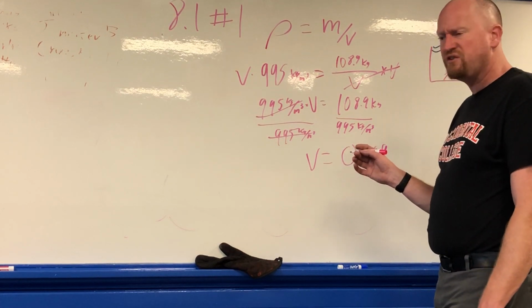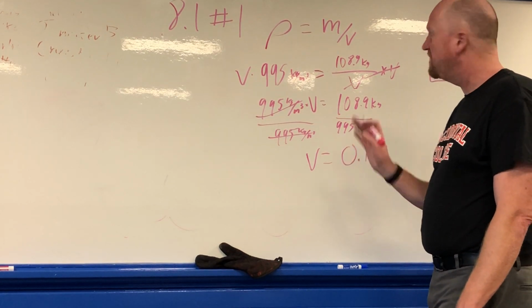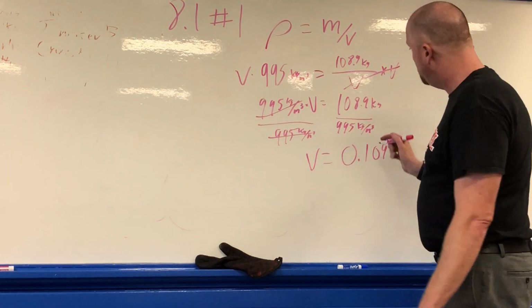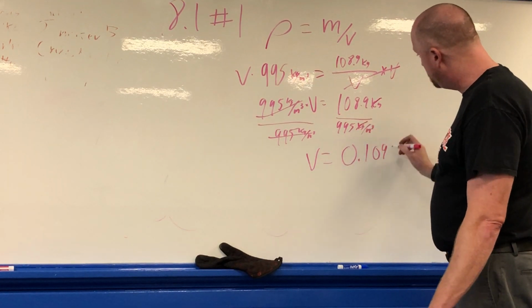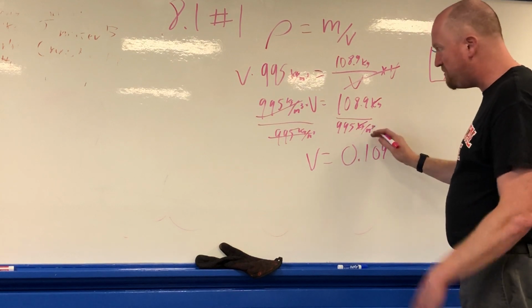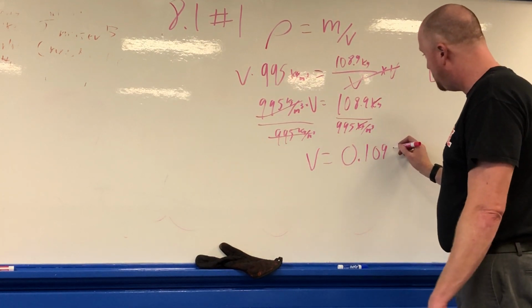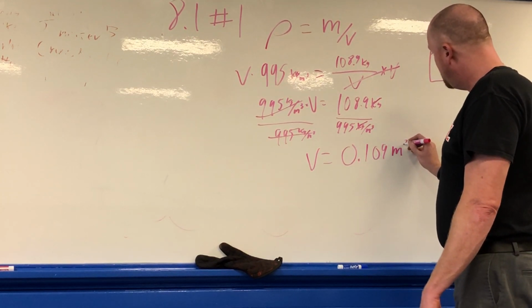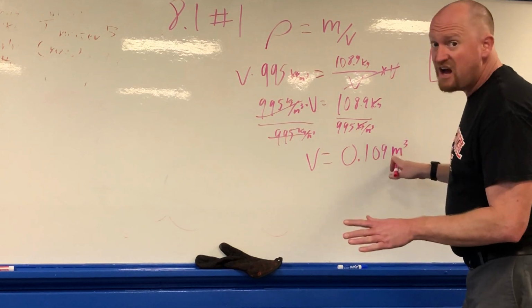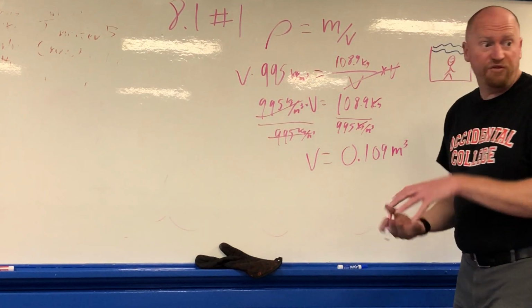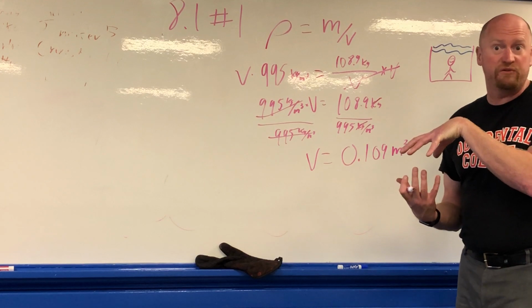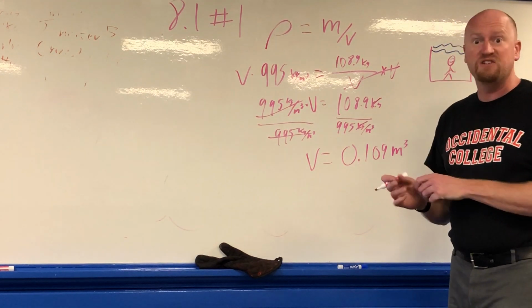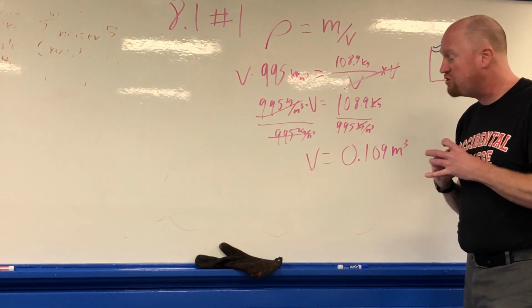And a lot of people are just like, wait a second, how could this number be so small? Bear with me. The kilograms cancel. And the denominator of a denominator is the same as the numerator, so it's meters cubed. Now that's not liters. Don't think of a 1 liter soda bottle. This is not liters, this is meters cubed.